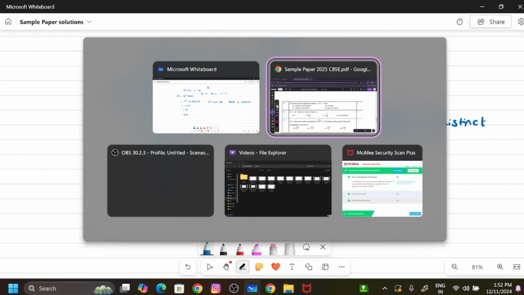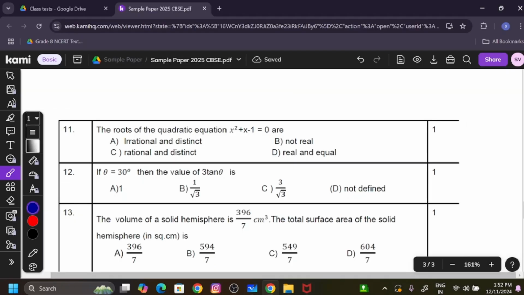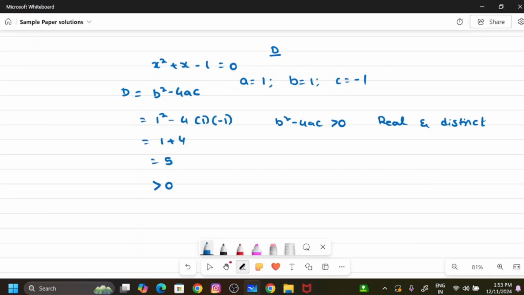Now see, real and distinct, we don't have as an option. We have real and equal. But we have irrational and distinct and rational and distinct. See here, when the roots are real, that means they can be rational or irrational. That means we need to clearly know whether these roots are rational or irrational. So we need to find the roots.